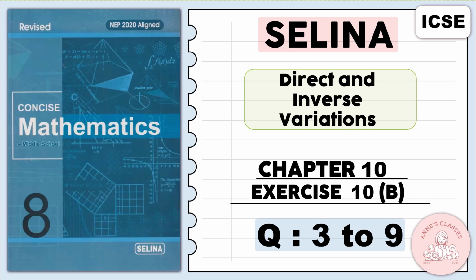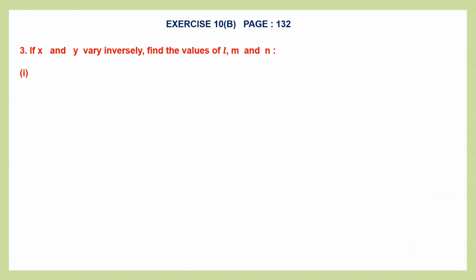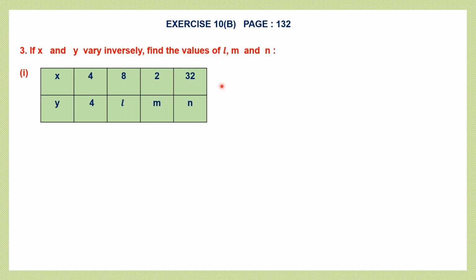Chapter 10, exercise 10b. Page number 132, question 3. If x and y vary inversely, find the values of L, M and N in this table. So in this table we have L, M and N. We need to find the values of that, and we have been told that x and y vary inversely.